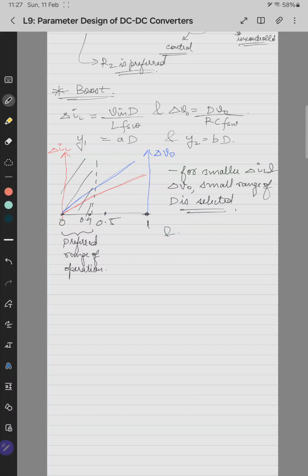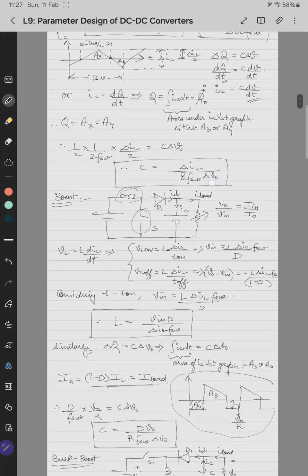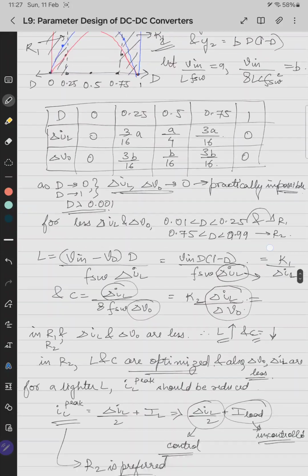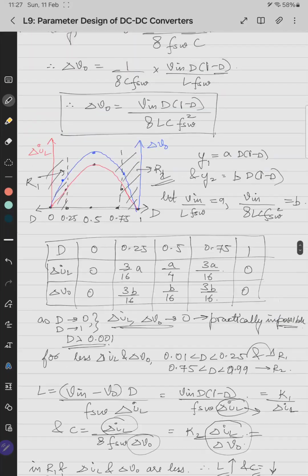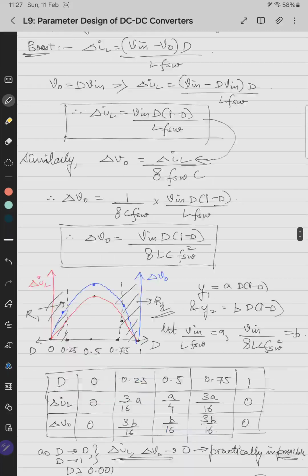Again, IL max or IL peak will be delta IL plus capital IL. In the boost converter, IL is not equal to I load or I naught. IL is I load by 1 minus D. So this you can write as delta IL plus capital IL, which is delta IL plus I load by 1 minus D.